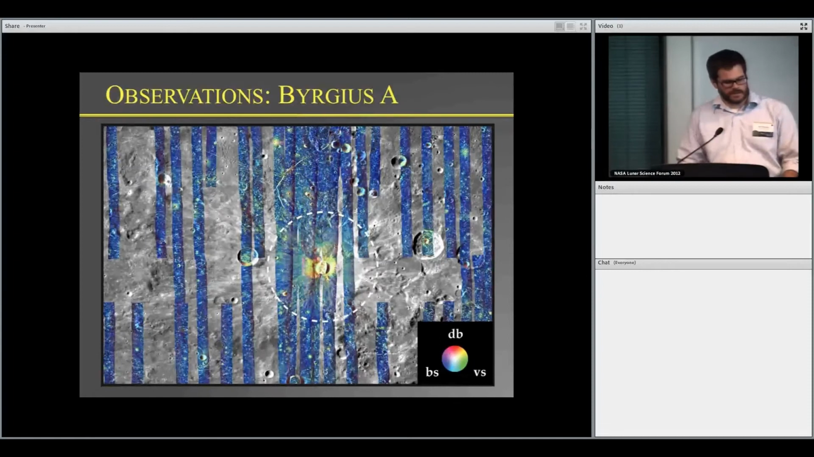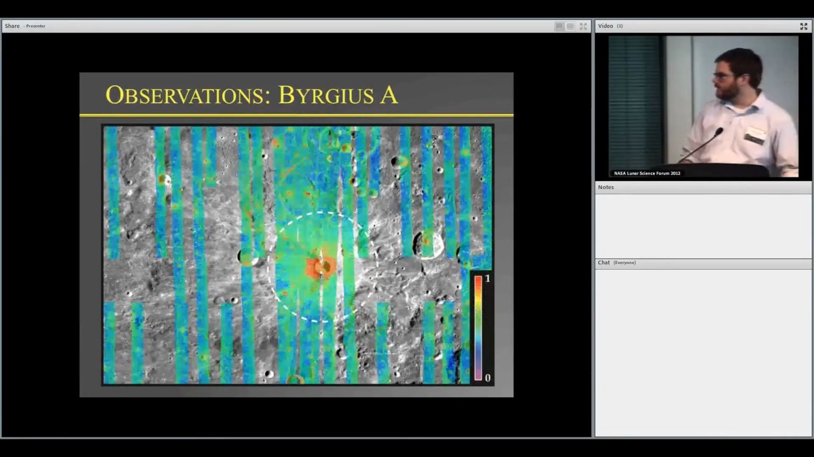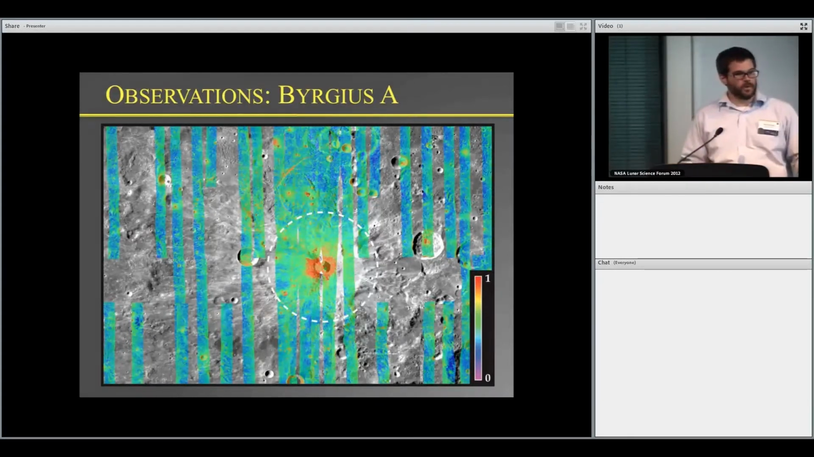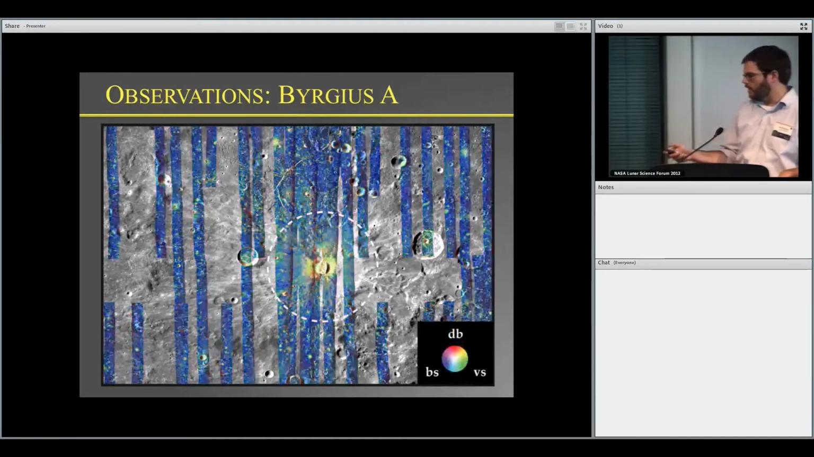We see indications of volumetric roughness, and I should point out these scales. Here, CPR is a ratio. It goes generally from 0 to 1. We can see CPRs higher than 1, and in some cases, that could represent deposits of water ice. But there are blocky deposits that can give you CPRs higher than 1.